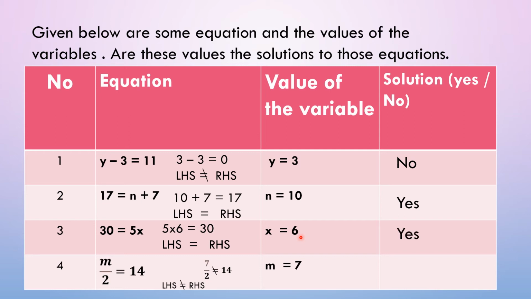Next one, m upon 2 is equal to 40. Now what m value is given? 7. Okay. So in the place of m, you have to put 7 here. So 7 upon 2, which is not equal to 40. So LHS is not equal to RHS. So m is equal to 7 is not a right solution. So no.